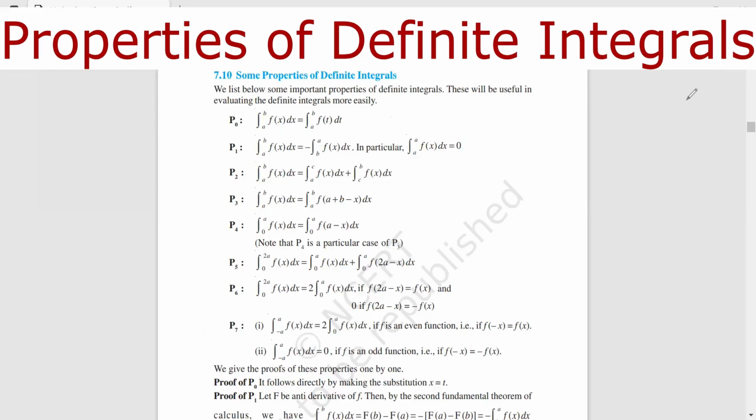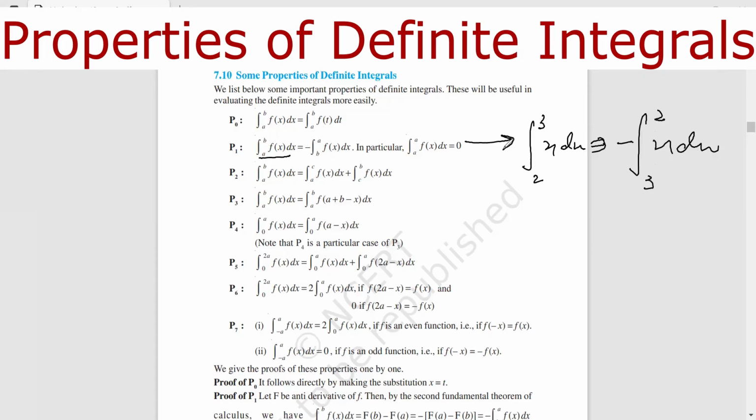For the second property, we have the limit a to b of f(x) dx. If I change the limits, suppose I have the limit 2 to 3 of x dx, and for a certain reason I want to put 3 here and 2 here, I can do this, but I have to change the sign of the integral. This is what this property says.